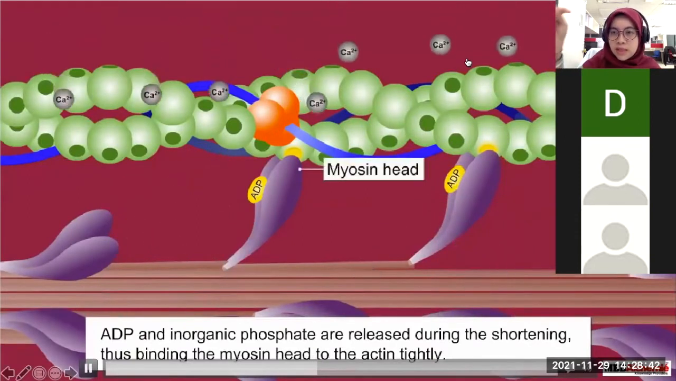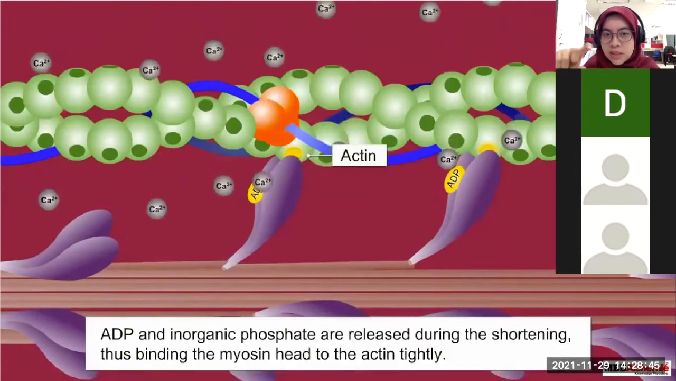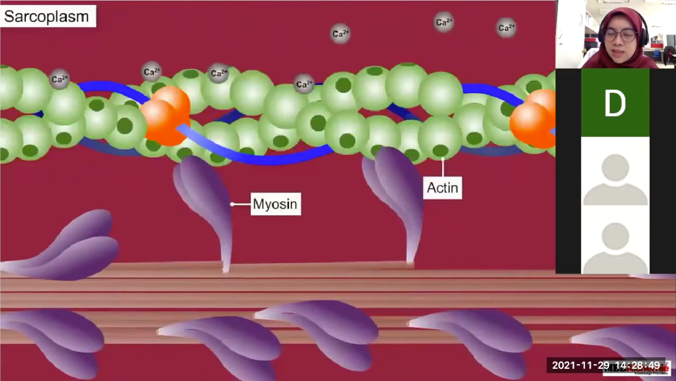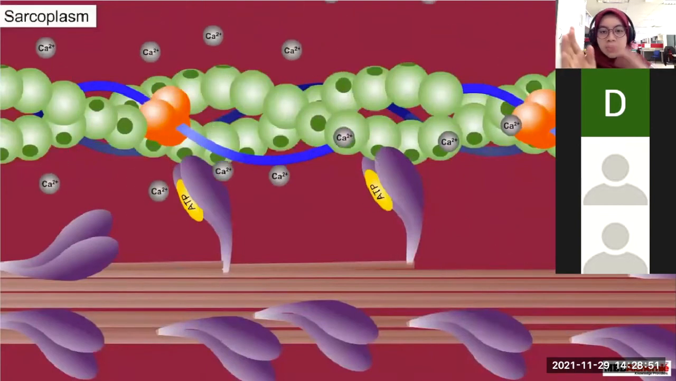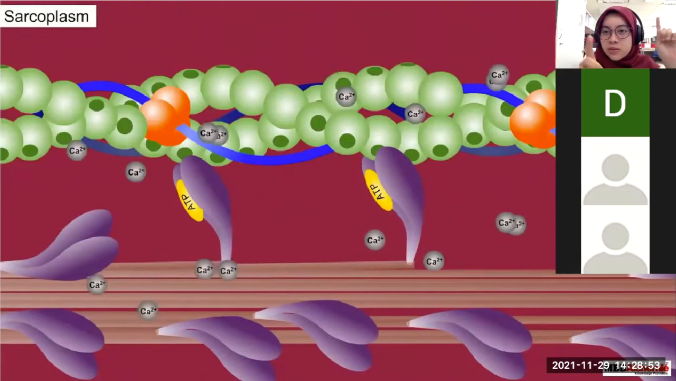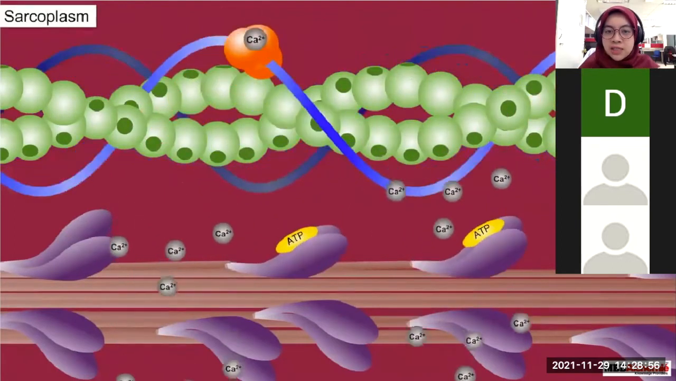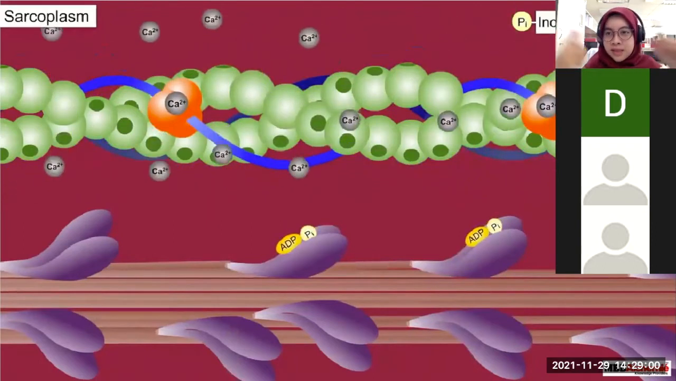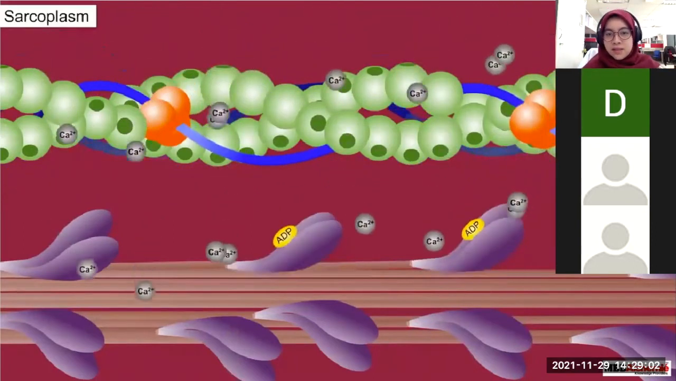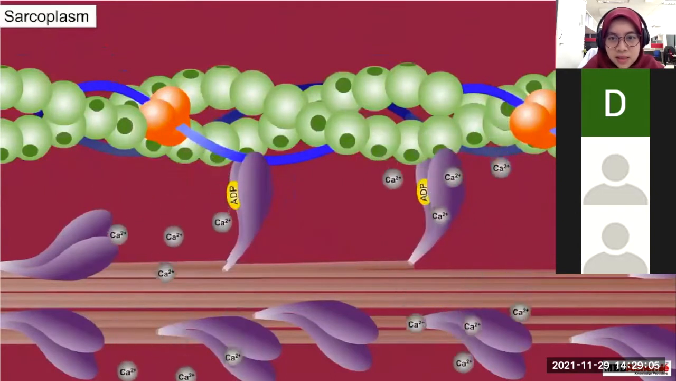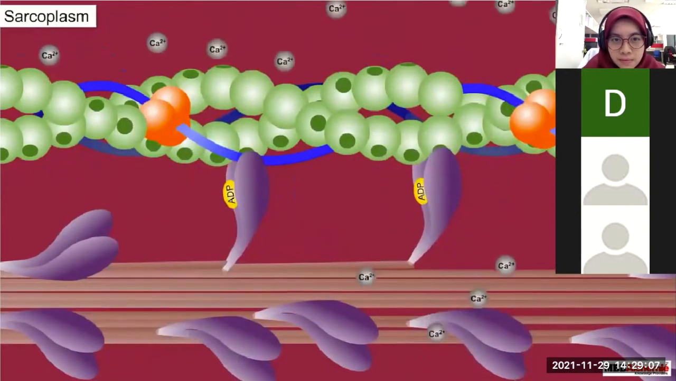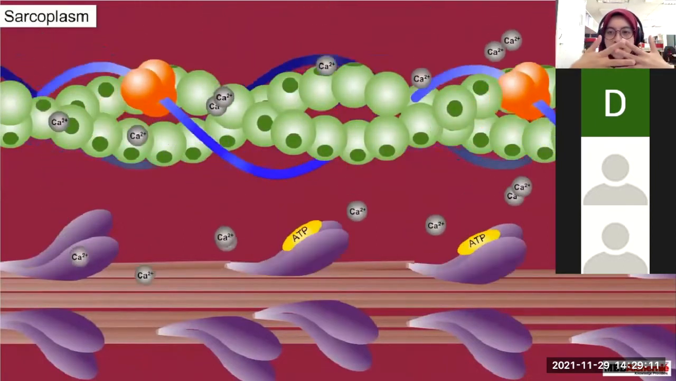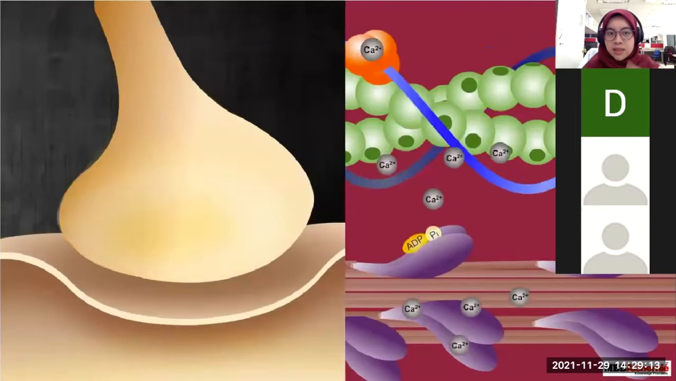Okay, so calcium goes in, causes the conformational change of the actin filament, exposing the binding site for the myosin head to bind, because of the ATP that is attached to it. After ATP has been hydrolyzed, the myosin head will detach from actin, and the cycle repeats. Then it moves and slides. That's how the actin filaments get closer to each other.